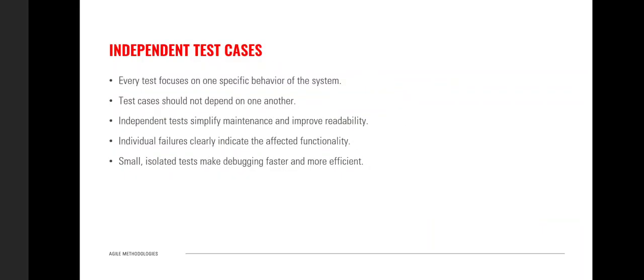In test driven development, every test should focus on only one specific behavior and should not depend on other tests. If one test fails, it immediately points to the exact functionality that has a problem. Independent tests are easier to maintain and make debugging faster.